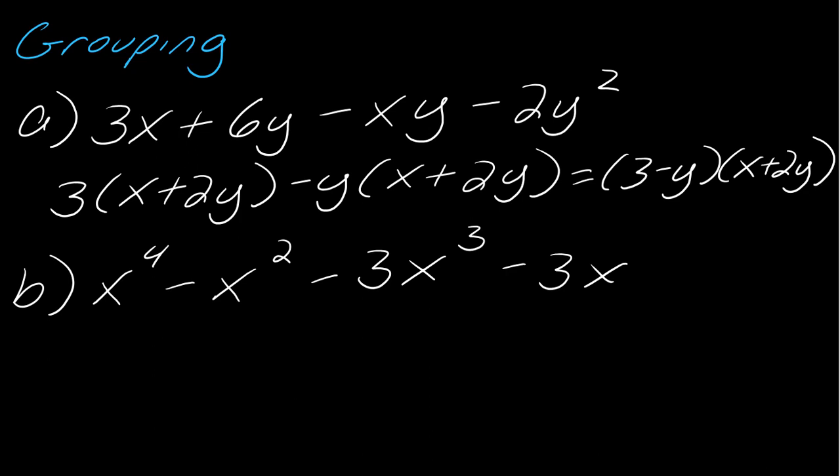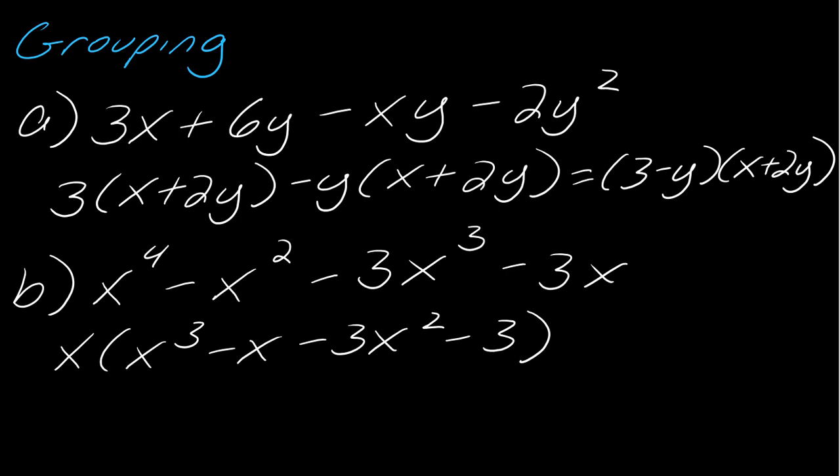Okay. And then in the next expression, I've got x to the fourth minus x squared minus 3x cubed minus 3x. Take a moment to pause here and notice there actually is a GCF here, right? All of these terms have an x in them. I can factor out the x. This will be x cubed minus x minus 3x squared minus 3. Now I can press forward with factoring this out.